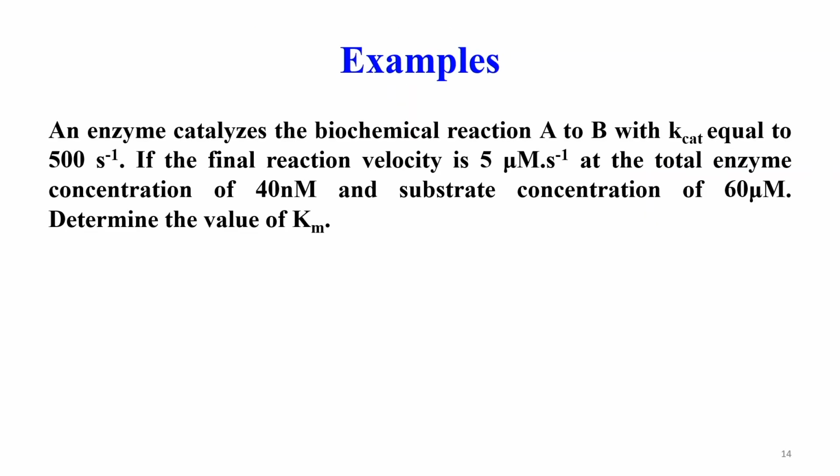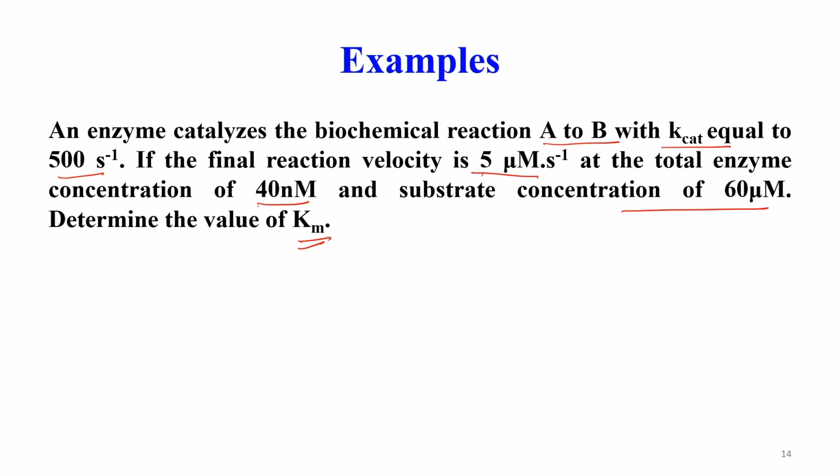Now, we will solve a few examples to revise these concepts. The first one: an enzyme catalyzes a biochemical reaction A to B with K catalytic equal to 500 second inverse. If the final reaction velocity is 5 micromole per second, the total enzyme concentration is 40 nanomolar, and the substrate concentration is 60 micromolar, determine the value of Km.